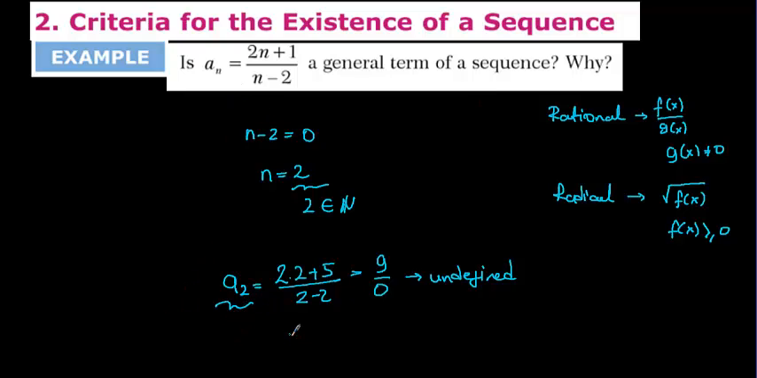So a_n is not a general term, because 2 is an element of the natural numbers, but when you write 2, the function is undefined. Okay. Now we have the same problem here.